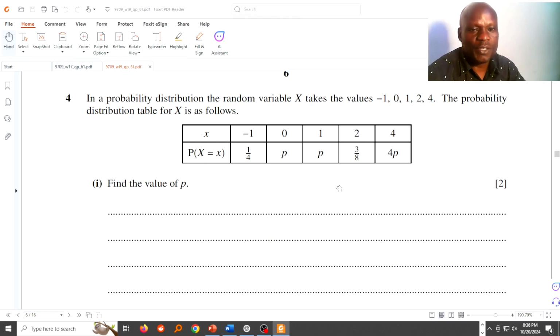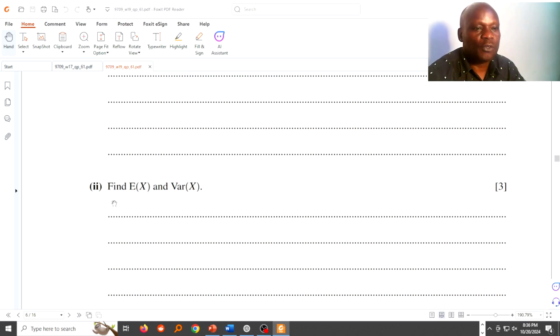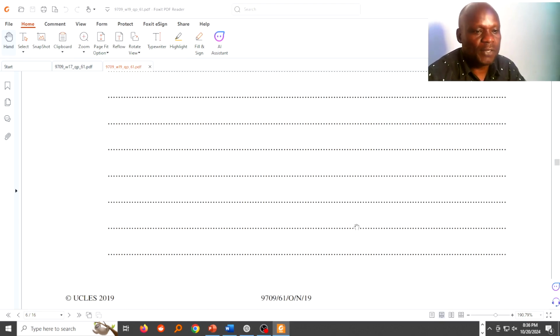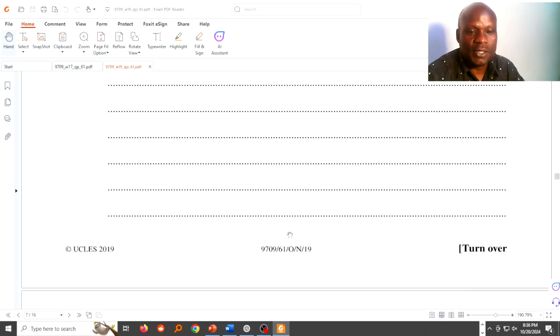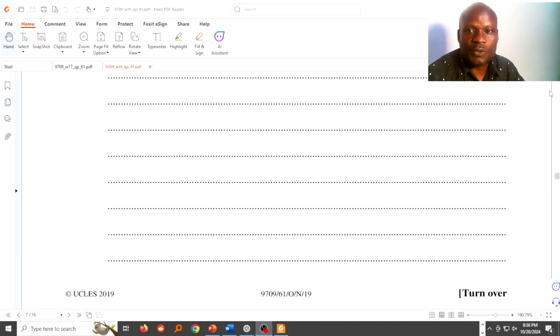Roman 1: find the value of p, that is 2 marks. Then Roman 2: find the expected value of X and the variance of X. The expected value of X is like the mean or the average, and that gives you 3 marks. Roman 3: given that X is greater than 0, find the probability that X is equal to 2. That is 2 marks. So let's consider the solution.